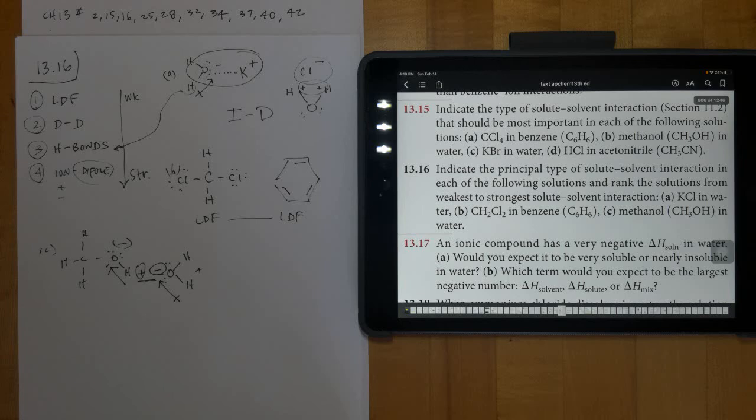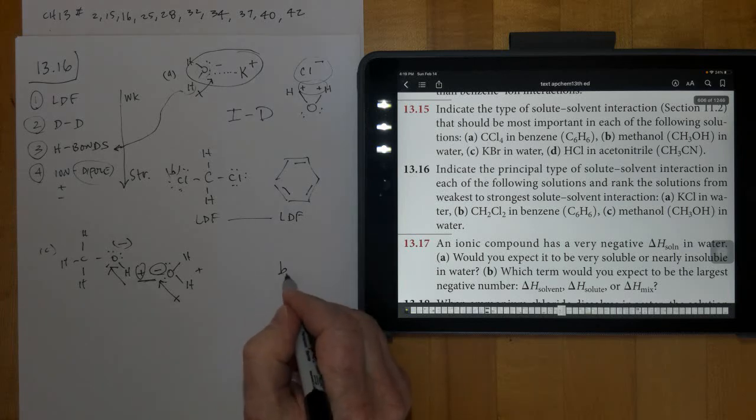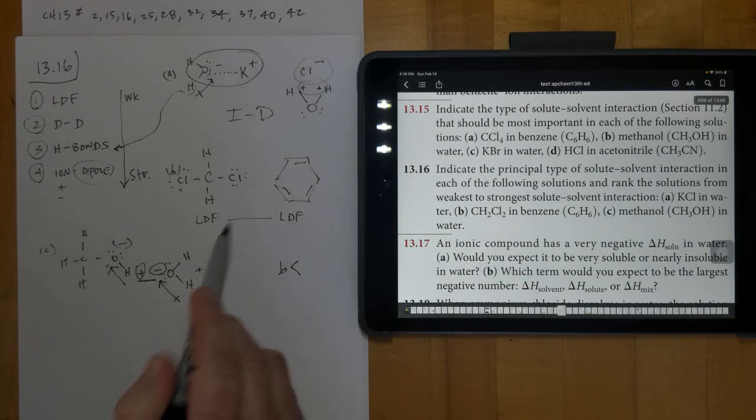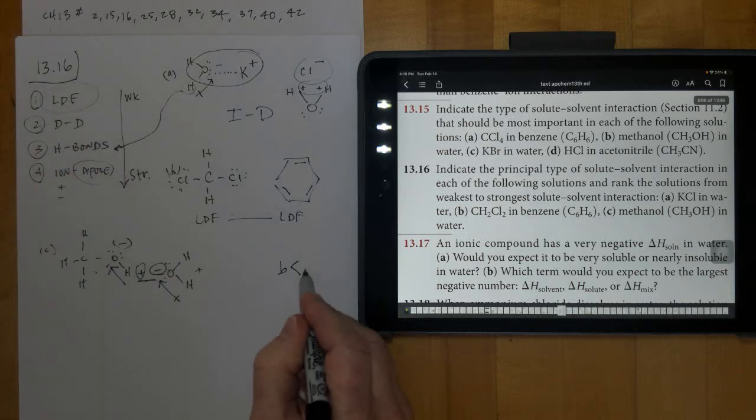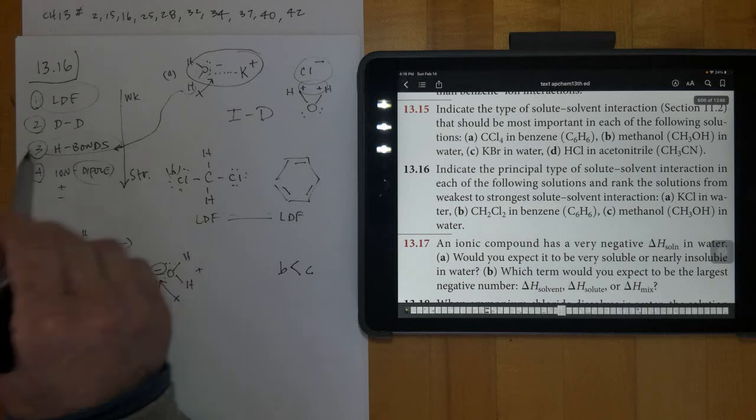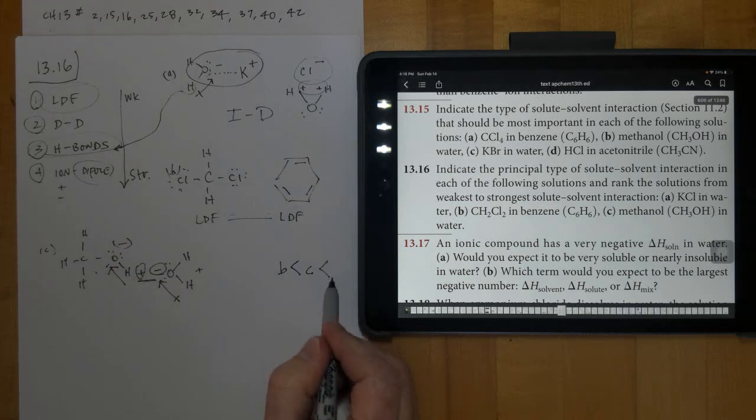So if we had to rank them then, we would rank B as our weakest, because it only has London dispersion forces right here. We would probably rank C as our next weakest, or in the middle, because it has hydrogen bonding forces. And then our strongest interaction would be the ion-dipole here in letter A.